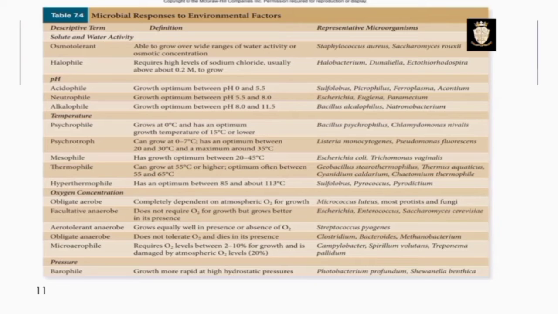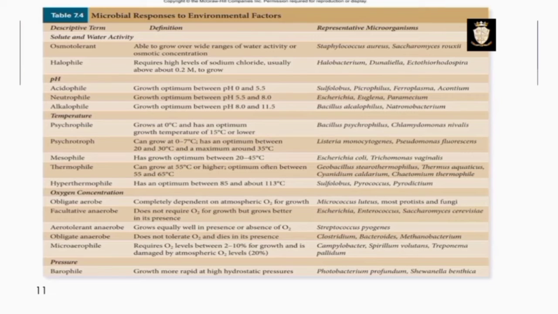The other term is neutrophile, which means growth optimum between pH 5.5 and 8.0. Example, Escherichia. And the other term is alkalophile, which means growth optimum between pH 8.0 and 11.5. Example, Bacillus alkalophilus. And the third one is temperature.